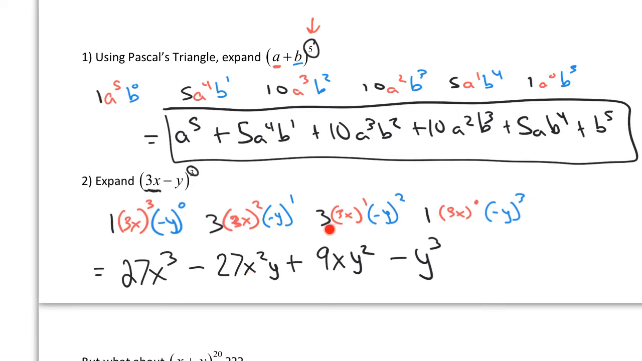Then I have 3 times 3 is 9, because it's to the 1st power there. And the negative is squared, so we're back to positive. So we get 9xy squared, and then minus y to the 3rd.